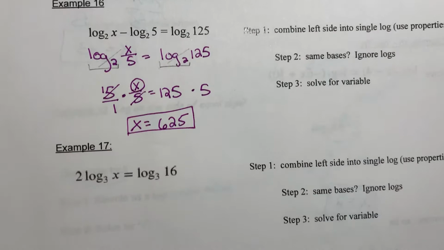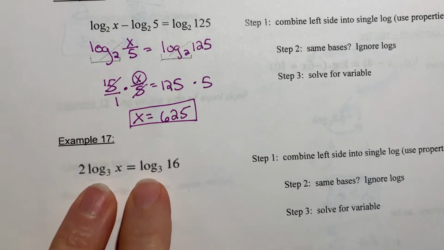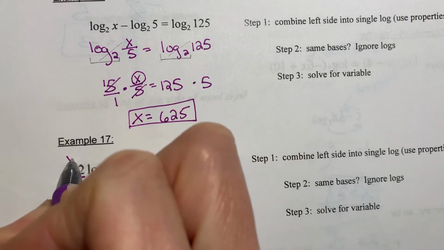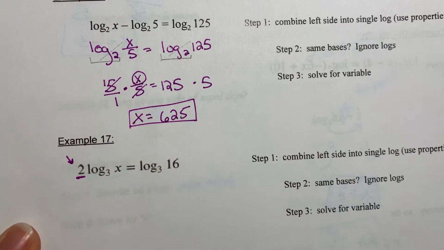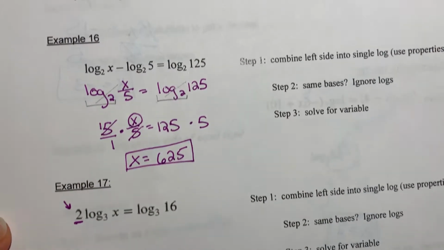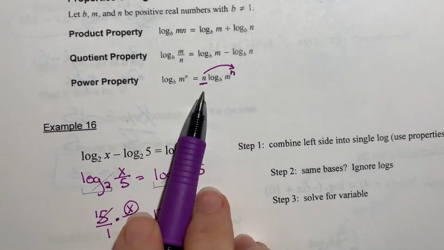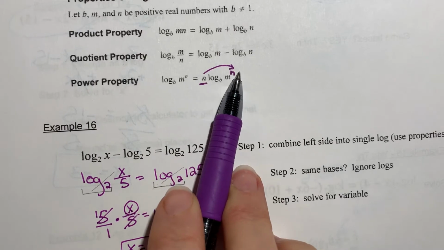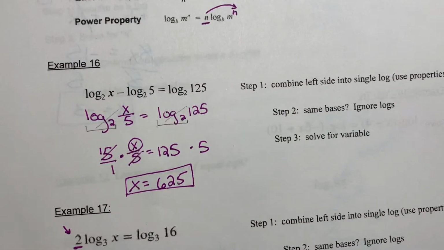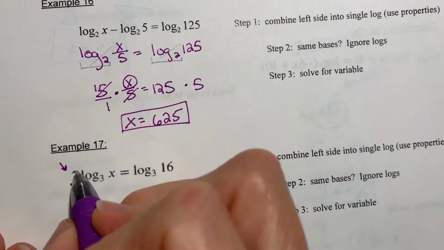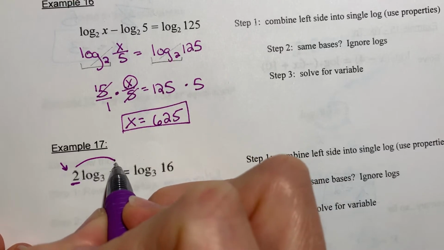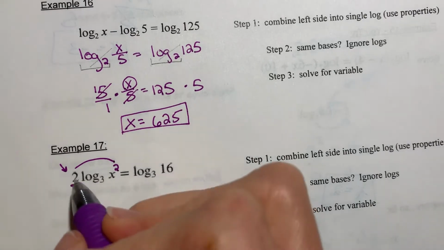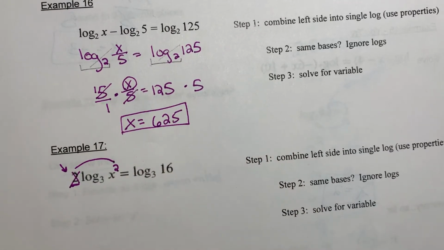So let's look at another one. This looks like a single log on each side of the equal sign, but you have to be careful. This has a number multiplied in front of the log. So that's the power property. It says if you have a number out in front, it's going to hop up here and become an exponent. I do this right here on this step. I'm going to move this 2 up here. This is going to become log base 3 of x squared. And then that 2 is gone.